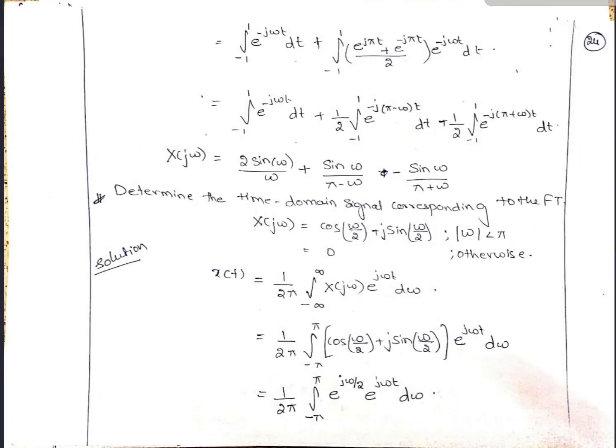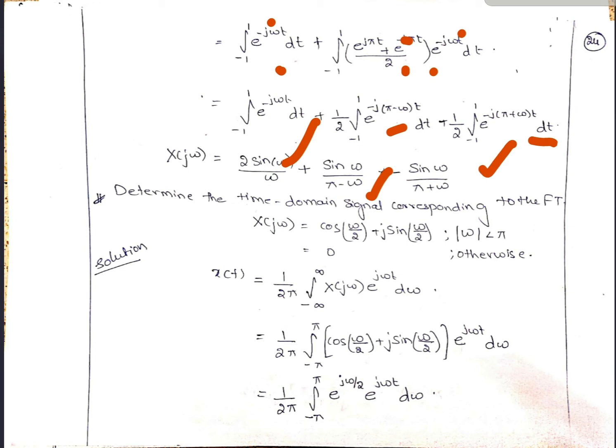Multiplying here, we get the integral from minus 1 to plus 1 of e raised to minus j omega t, and writing this cos as e raised to j pi t plus e raised to minus j pi t by 2, into e raised to minus j omega t dt. Splitting all these terms, taking pi and j omega common and integrating, we get 2 sine omega by omega, sine omega by pi minus omega, sine omega by pi plus omega.